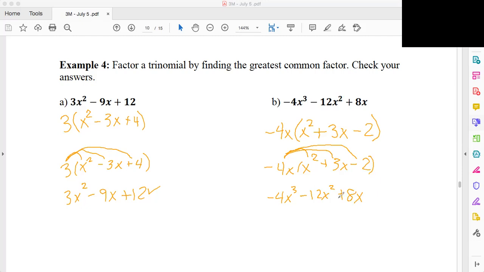So negative 4x times x squared is negative 4x cubed. Negative 4x times 3x is negative 12x squared. And then negative 4x times 2 is positive 8x. And so the reason why the signs change is because when you multiply a negative by a negative, it gives us a positive. So it's going to give us this. If we do a negative times a positive, it gives us a negative. So it brings us back to where we were.